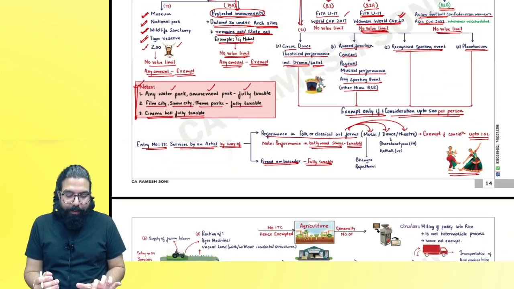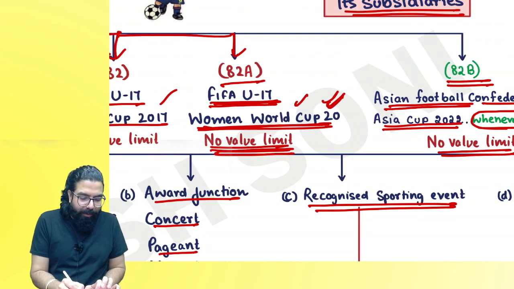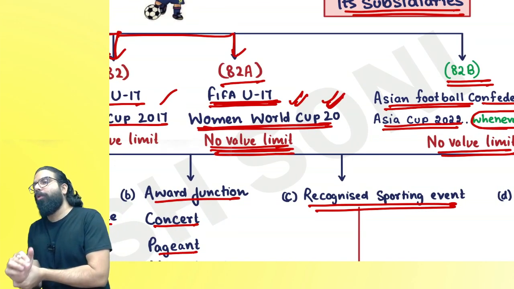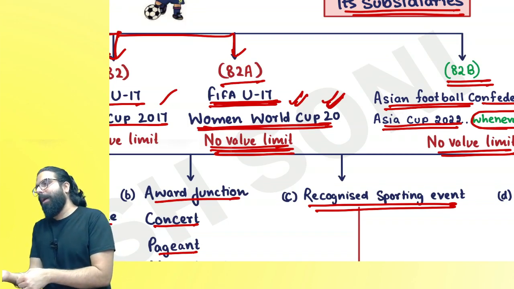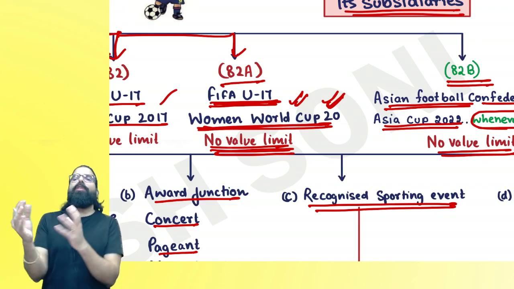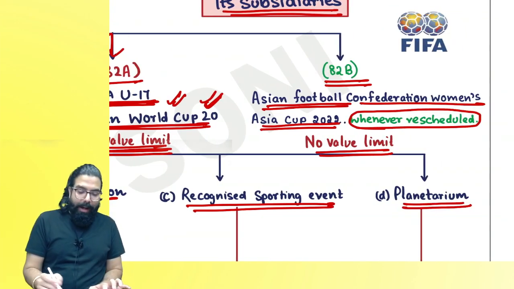People, listen to one thing. Whenever rescheduled should be written over here. Women World Cup 2020, because COVID had come that time, so the Women World Cup did not happen. Whenever Women World Cup 2020 is rescheduled, for the entry tickets which will be sold, there will be no GST. Are we clear, everyone?